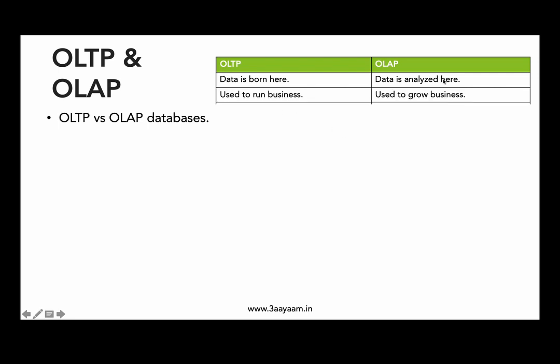OLTP is used to run the business, but OLAP data stores are used to grow the business, because applications write data in OLTP and we use OLAP to analyze the data so that we can grow our business. OLTP contains operational data and OLAP contains historical data to analyze. Again, the point that OLAP contains historical data ties back to the first difference, where data is analyzed here. We need historical data to do data analysis. That's why OLAP or data warehousing systems contain historical data.